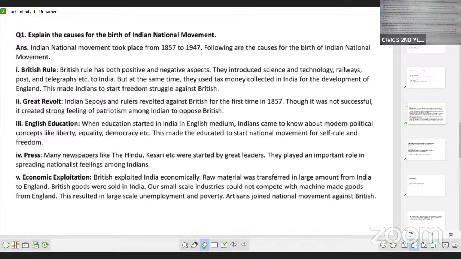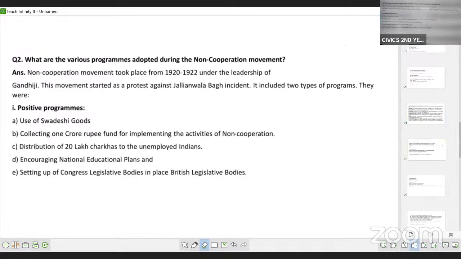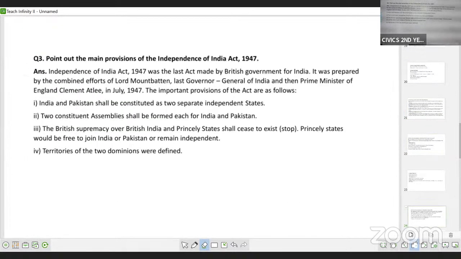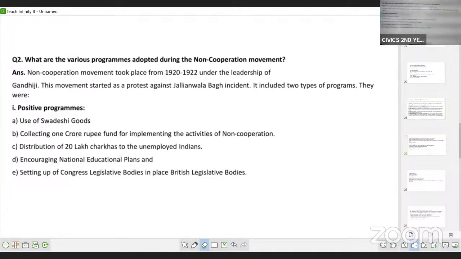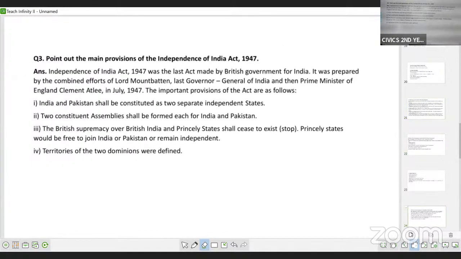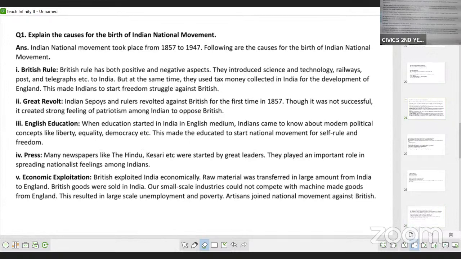What are the causes for the birth of Indian national movement? Then you have programs adopted during the non-cooperation movement, and you have the Independence Act of 1947. Out of these 3 questions, mostly it is causes of birth of Indian national movement or the non-cooperation movement that is asked. Very rarely the Independence Act of 1947 is asked. But these 3 are important. You should be thorough with these questions.